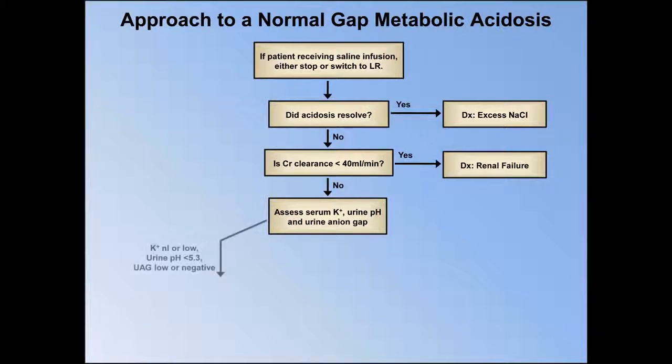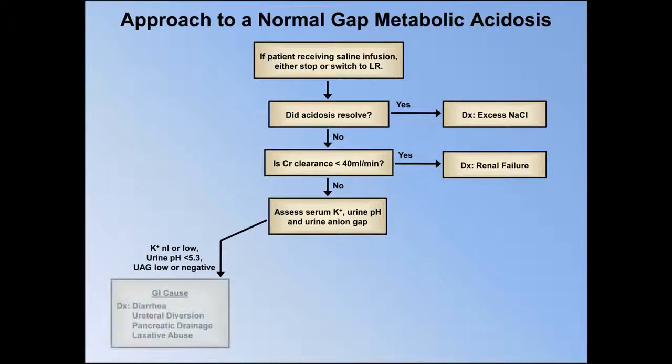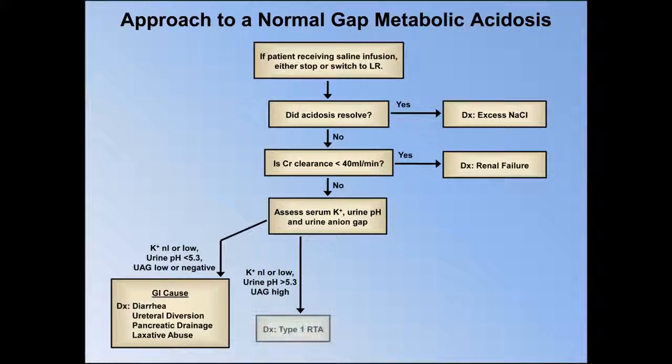If the potassium is normal or low, urine pH is low, and urine anion gap is either low or negative, then that GI cause is the explanation. The specific etiology will almost always be evident from history at this point. If the potassium is normal or low, the urine pH relatively high, and the urine anion gap high, then type 1 RTA is the cause.